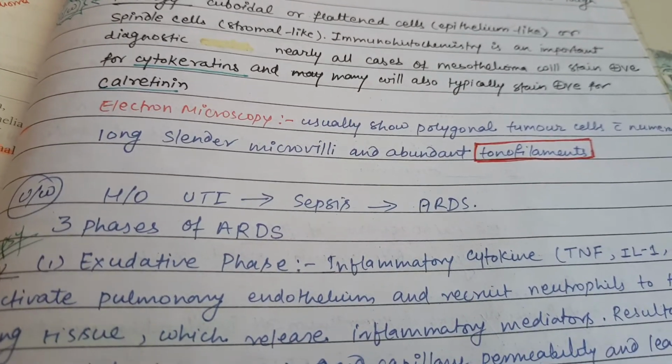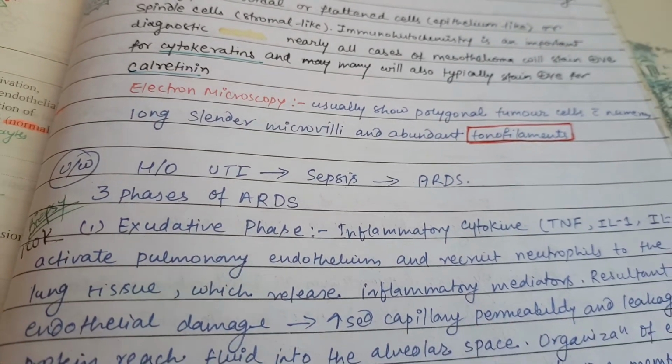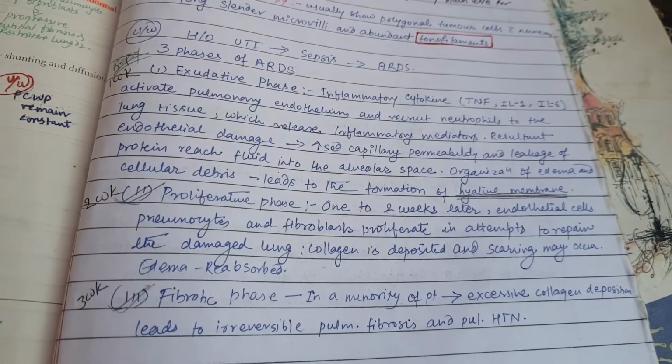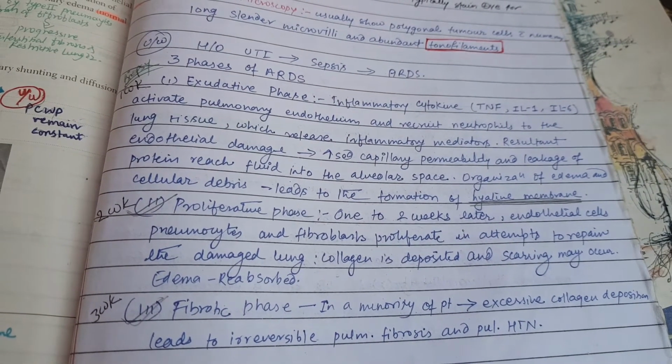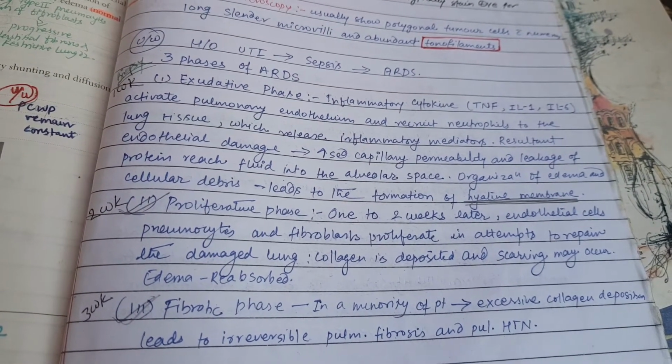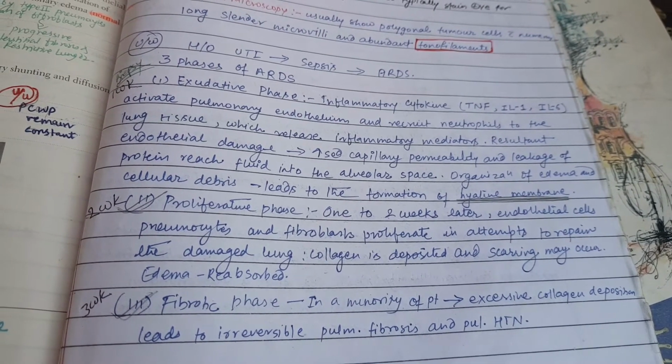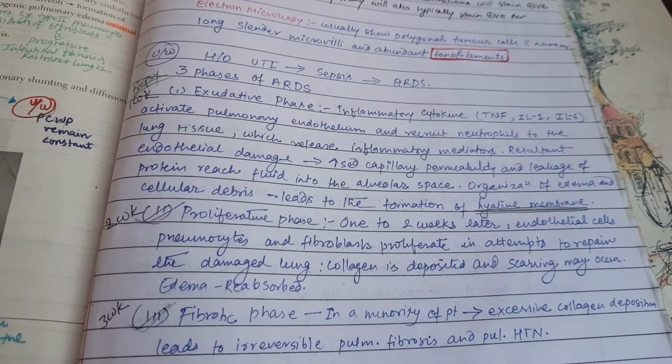Now, history of UTI. So as I said, there will be a history of UTI, sepsis, and ARDS. And now I will tell you shortly, in a very simple way, how to remember the three phases of ARDS. There is the exudative phase, second the proliferative phase, and last the fibrotic phase. Each has a 1 week period.